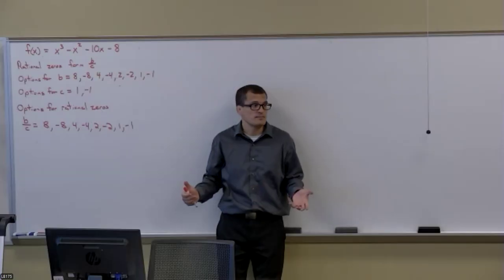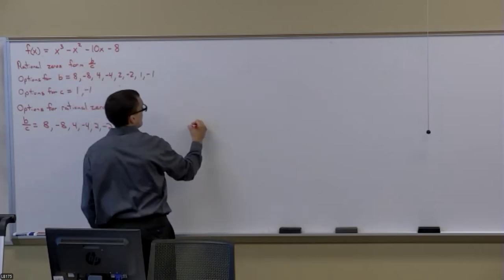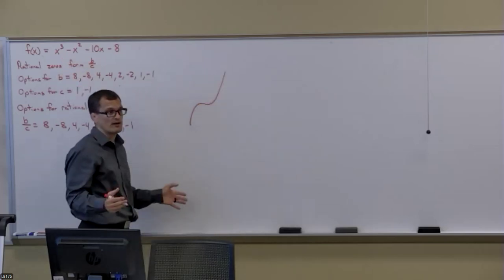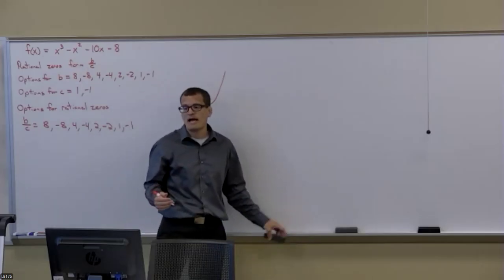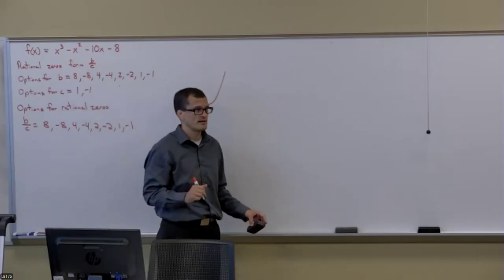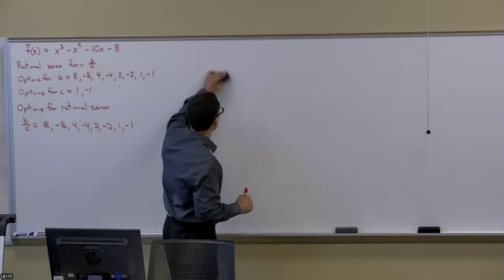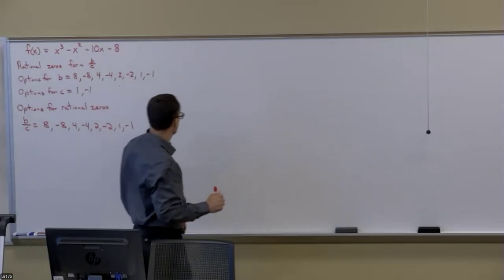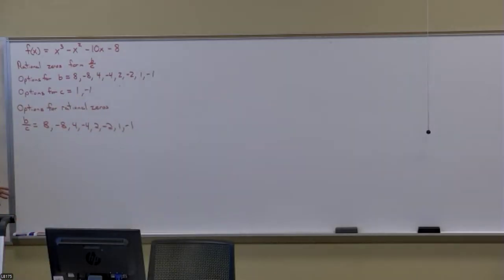And so we just check them. We know that since this is degree 3, it has to cross the x-axis somewhere, right? So at least one of those is going to hit. Maybe 3 of them will hit because it's degree 3. Maybe only 2 of them will hit, but at least 1 and maybe up to 3. So we check them, and we're just going to plug in these numbers.